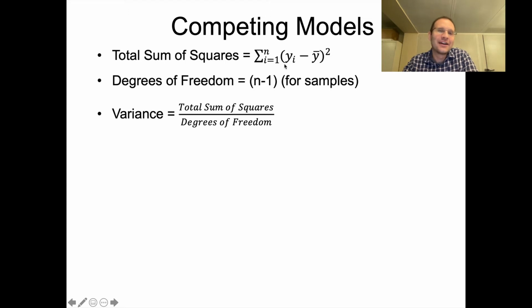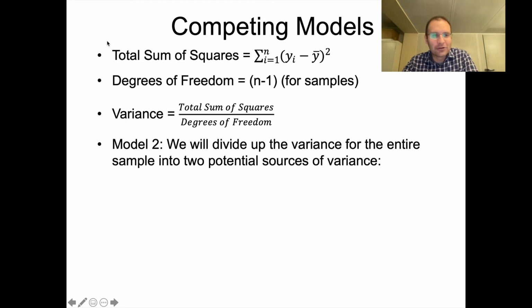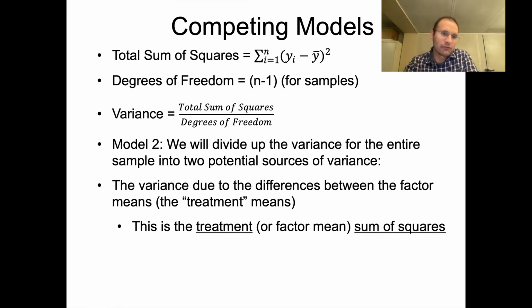This is the boring model of variance. It's the more democratic model of variance because all of these are basically the same. They're just individual observations. They all count the same. There's nothing especially different about them. The more complicated, more interesting model is going to divide the variance up into two potential sources of variance. And this is going to look a little bit like what we were doing with linear regression.